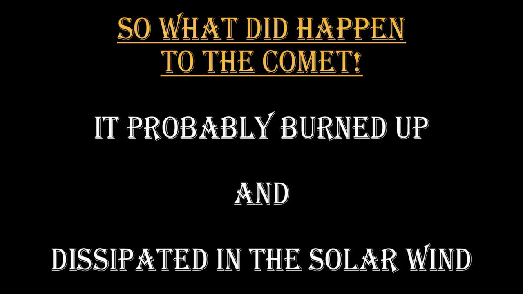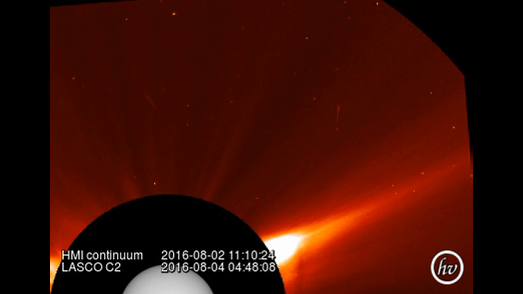So what did happen to the comet? The dust and ice and rocks in the comet were probably vaporized by the sun and dissipated in the solar wind. There may be some evidence to support this if you look at the coronagraph data above the northwest limb after the passage of the comet. You can see there's a general outflow of faint material after the comet has disappeared. This could be the remnants of the comet. Of course, it also could be a faint coronal mass ejection. We will never be able to tell.